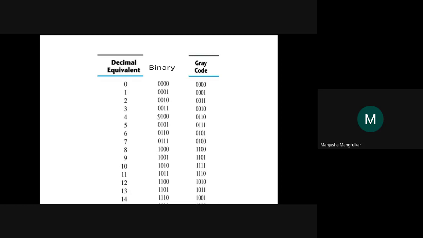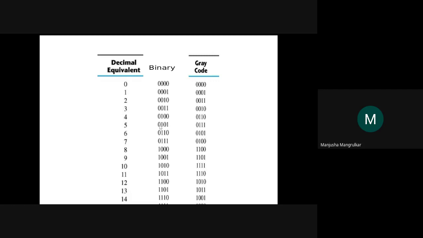Now we'll see one example of this, right? The first bit is copied as it is. Now the first bit is added with the second bit, so we'll get the gray bit of the second bit. So 0 plus 0 is 0, the second bit. 0 plus 1 is 1, the third bit, right? 1 plus 1 is 10, means 0 will be represented and 1 will be carried. So 0. So this is the binary bit into the gray bit.